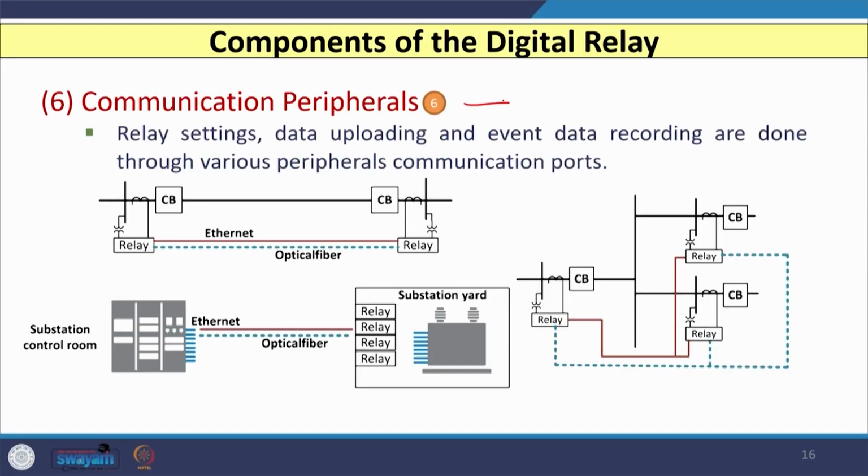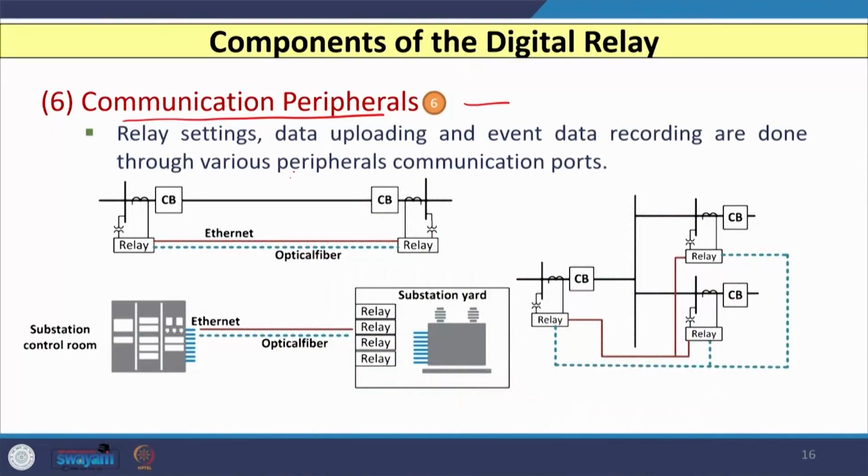The next component is the communication peripherals. You can refer to the block diagram of the digital or numerical relay, which contains communication peripherals. When we have relay settings, when we want to upload the data, and when we want to record some data, maybe for monitoring purposes, for these three important things we need several communication ports and peripherals.